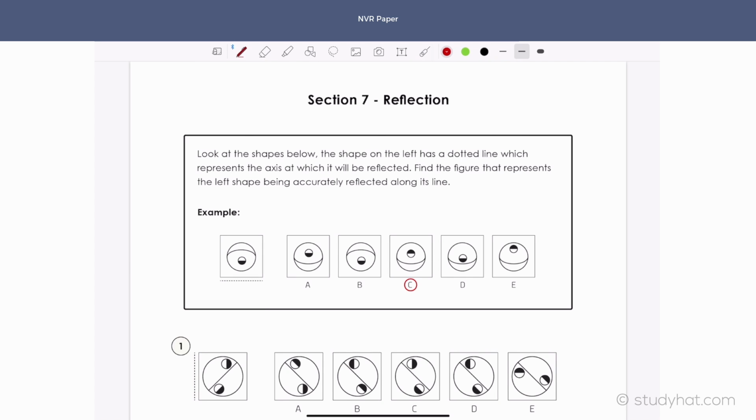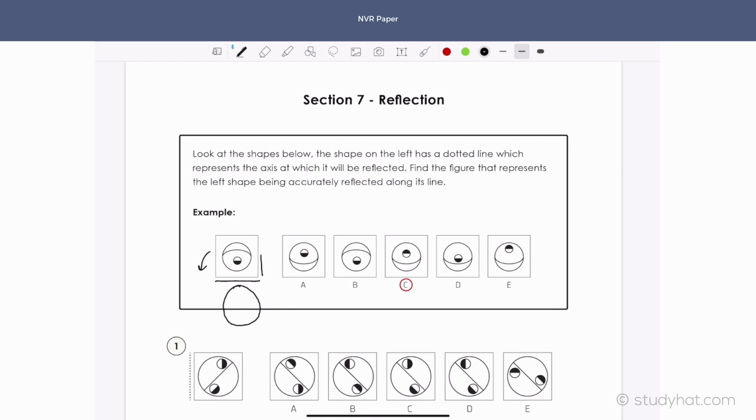Section 7. Reflection. Look at the shapes below. The shape on the left has a dotted line which represents the axis at which it will be reflected. Find the figure that represents the left shape being accurately reflected along its line. So here, if we're going to have a horizontal axis, then this is going to flip down like this, okay? So you can draw the shape in like this, all right?